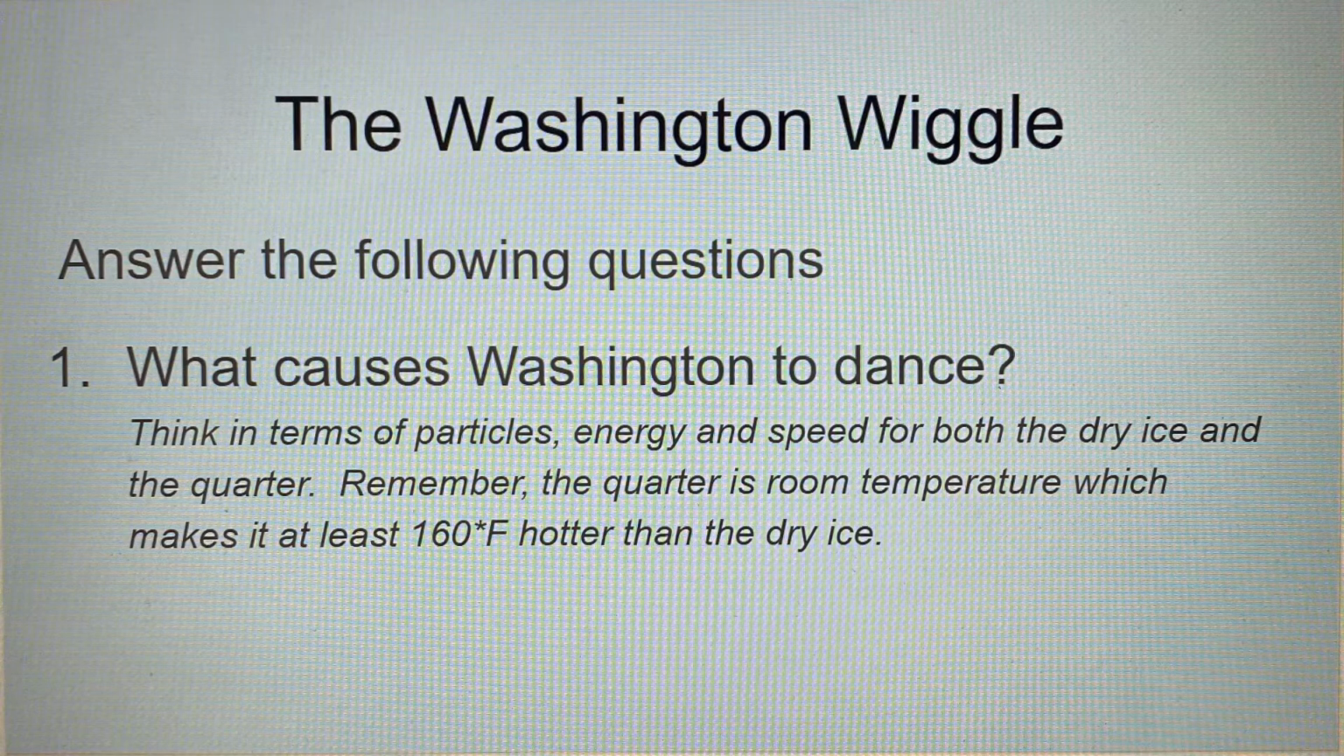What causes Washington to dance? Why is he wiggling? Why is he bouncing like that? Think in terms of particles. Answer this question now. Now, we made Washington wiggle, but we can also make Washington sing or scream.